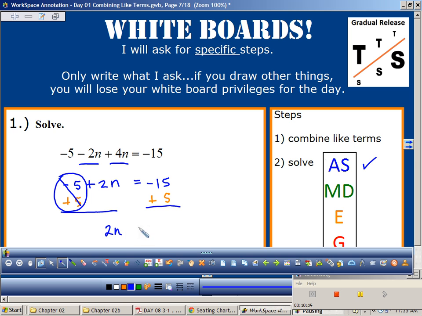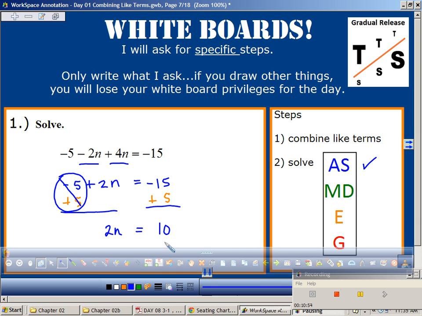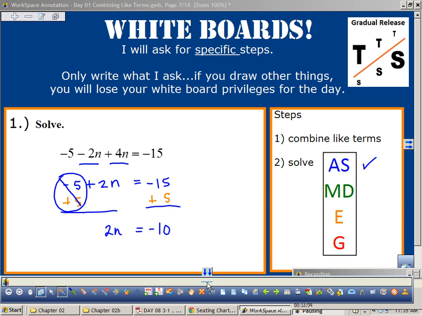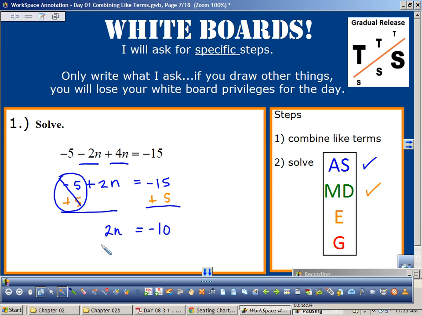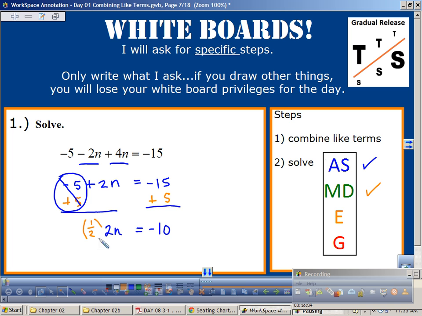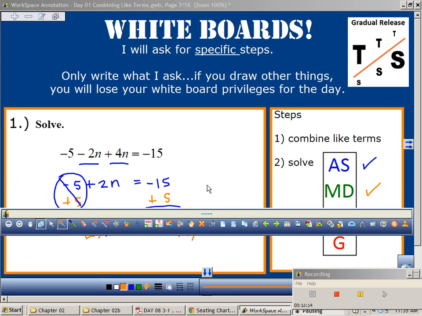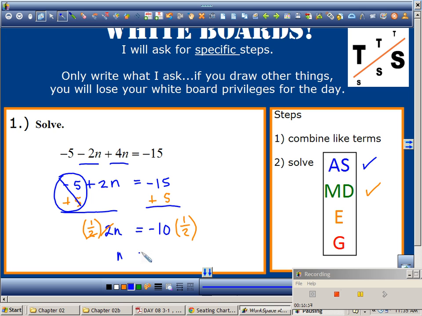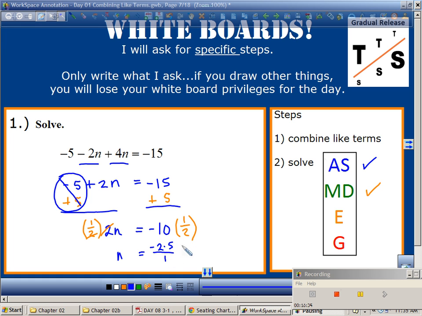I'm left with 2n equals different signs, so I find the difference between them. The difference between 15 and 5 is 10. I've got more negatives than positives, so it's negative 10. My final step, multiplication division. I've got 2 times n, so I'm going to multiply by the multiplicative inverse. The 2 cancels, and I'm left with n equals negative 2 times 5. On the quiz, even if people were getting some things wrong, if they were simplifying like this, they got partial credit.